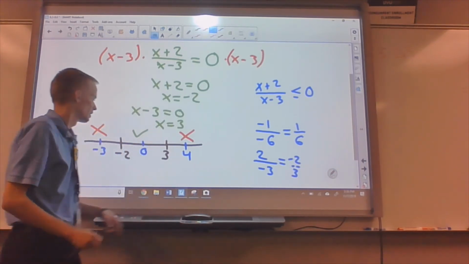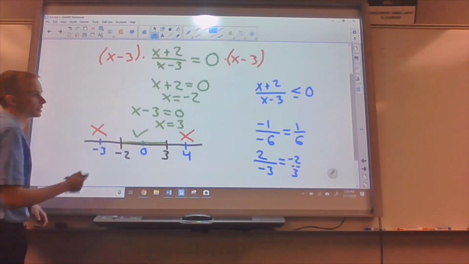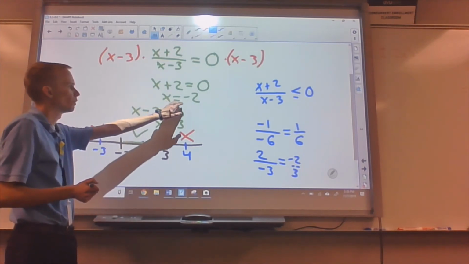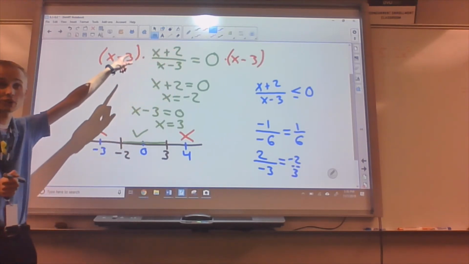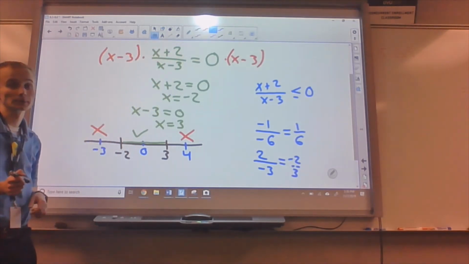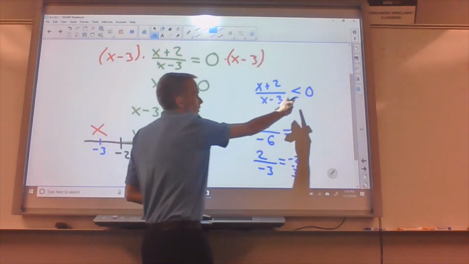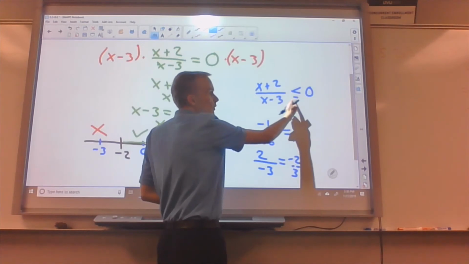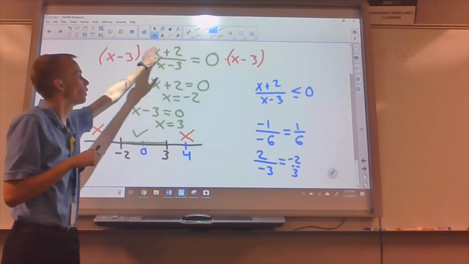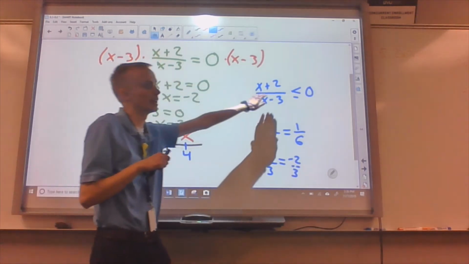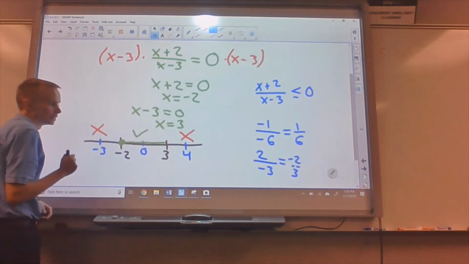Okay? Now I should kind of be careful about my endpoints here. So I knew that this endpoint, the -2, that came from setting the top of the fraction equal to 0. Okay? So in this inequality, I do have an equal to 0. And so when x plus 2 is 0, the whole fraction is 0. And so the inequality is true at this boundary point.